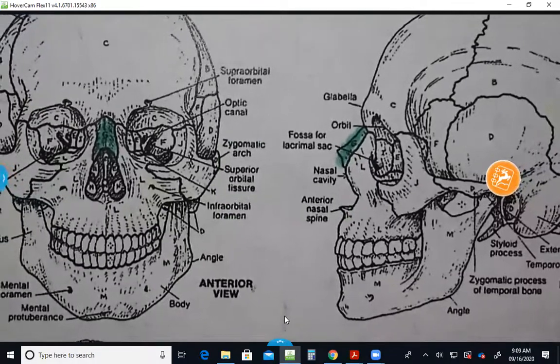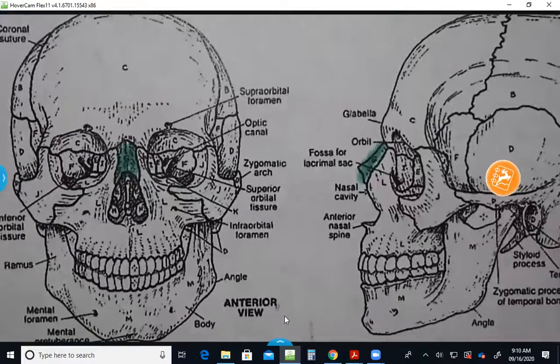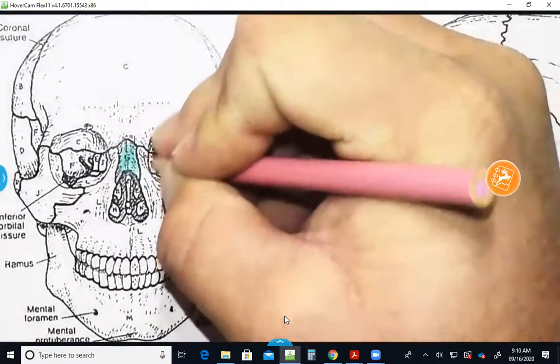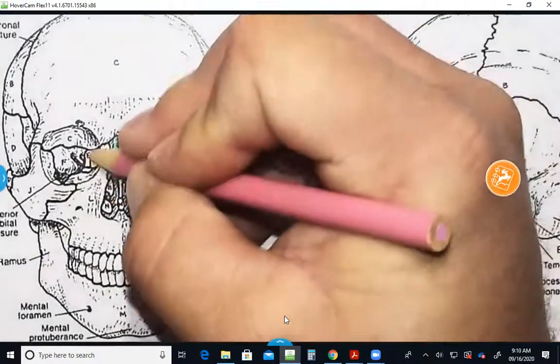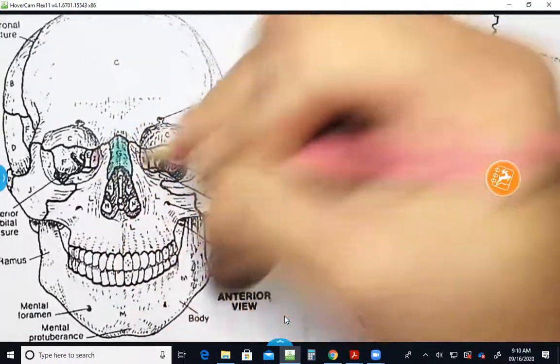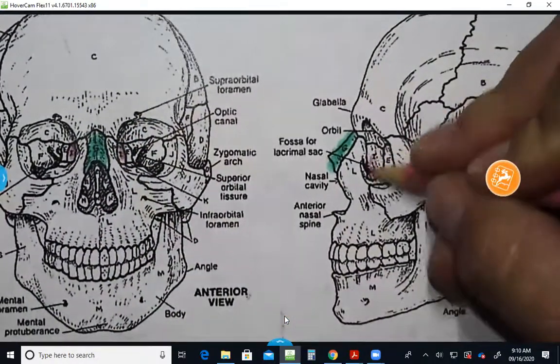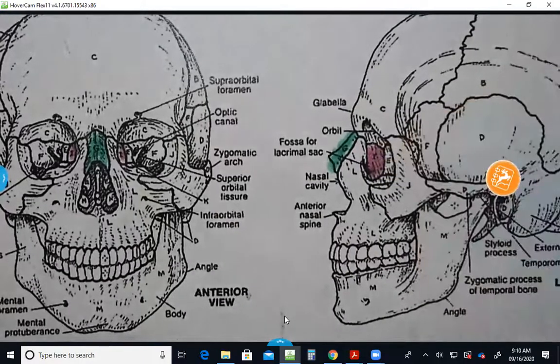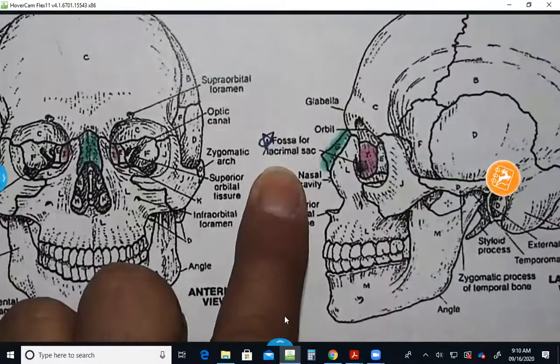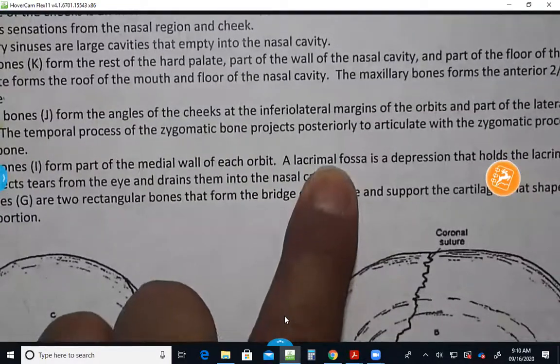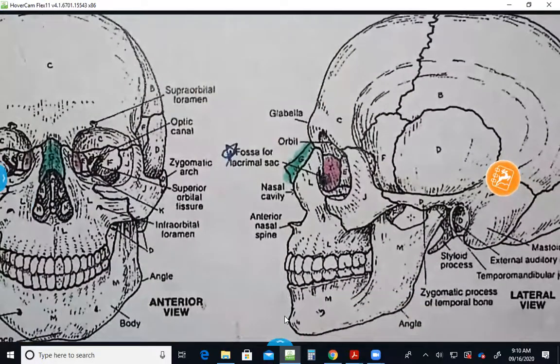Okay. The next two bones I'm going to color are the lacrimals. These are very small bones, in the medial orbit. And we can see them nicely here in our lateral view, like so. Now, there is one thing to identify in them. I'm going to darken it in. It says fossa for lacrimal sac. I just call it the lacrimal fossa.